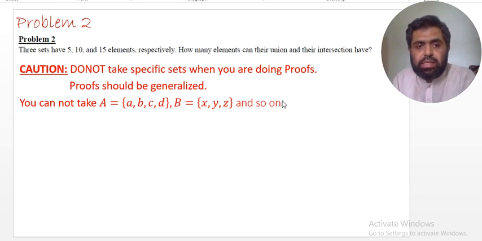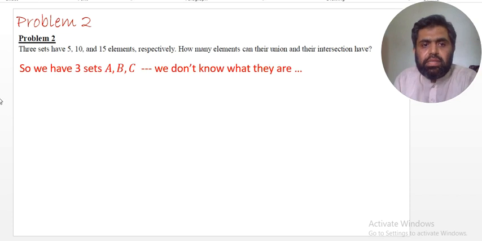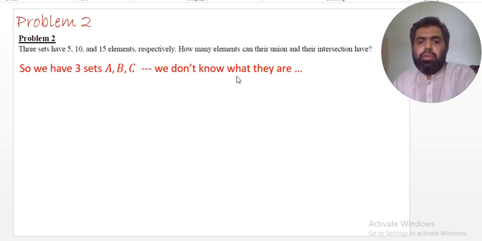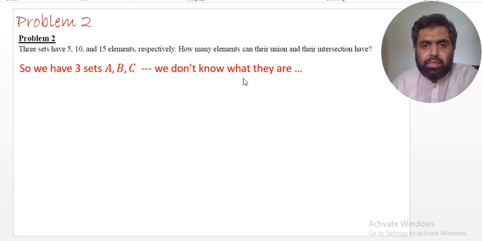हमारे पास बस तीन sets हैं, A, B, C. Fine. So we just have three sets, A, B, C. We don't know what they are. It could be some people, it could be some numbers, it could be some objects. Fine.